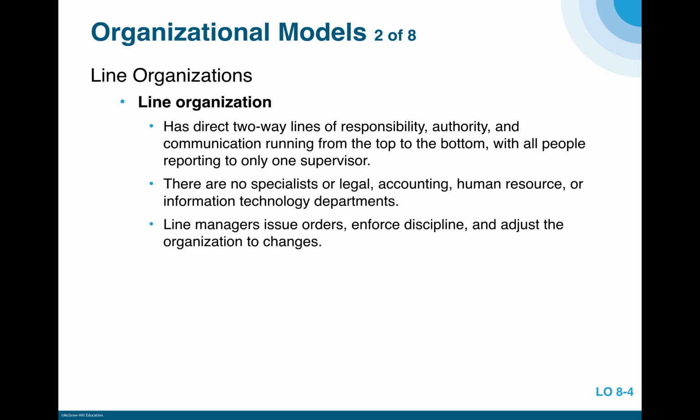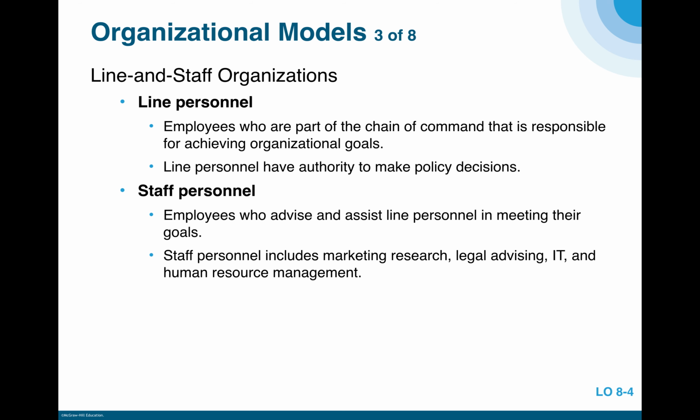You're just kind of doing whatever you're asked to do. So we've got line and staff organizations. You've got line personnel, which are employees who are part of the chain of command that is responsible for achieving organizational goals, and line personnel have authority to make policy decisions. And then we've got your staff personnel, which are employees who advise and assist line personnel in meeting their goals. Staff personnel includes marketing, research, legal advising, IT, and human resource management.